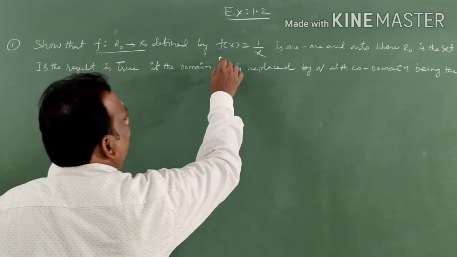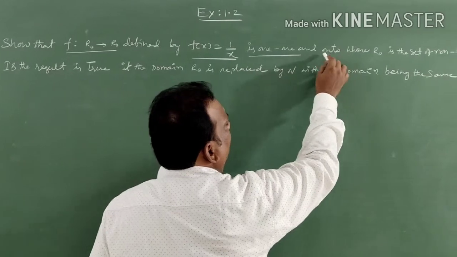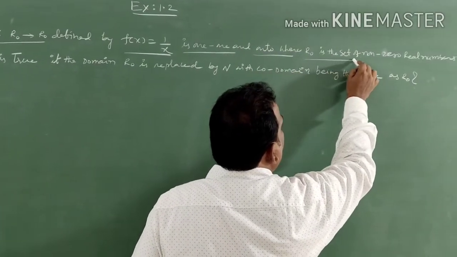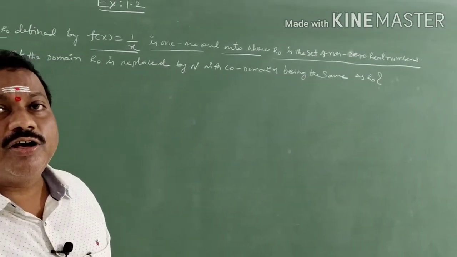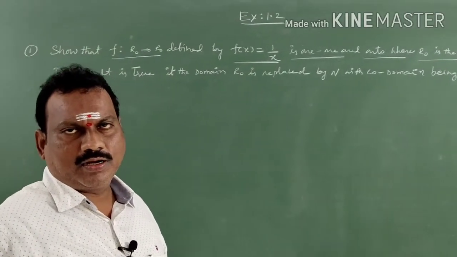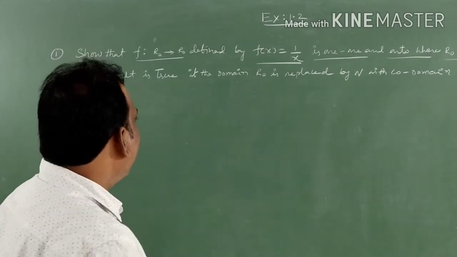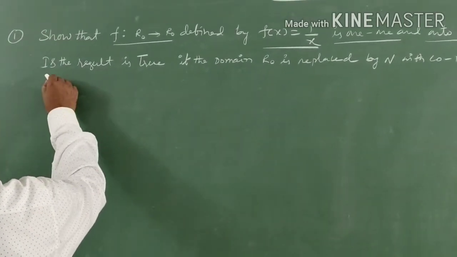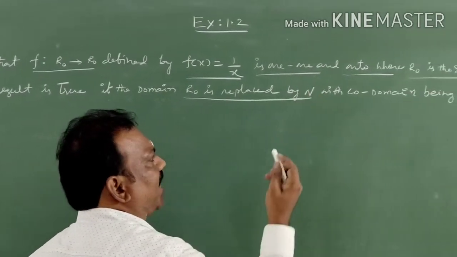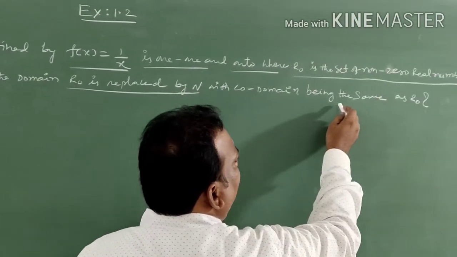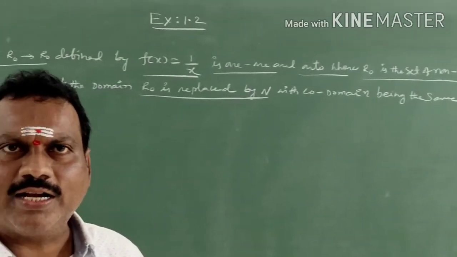Defined by f of x is equal to 1 by x, is one-one and onto, where R0 is the set of non-zero real numbers. R0 means non-zero real numbers. That is one part. Another part is: the result is true if the domain R0 is replaced by N, with codomain being the same as R0. So two conditions are given.